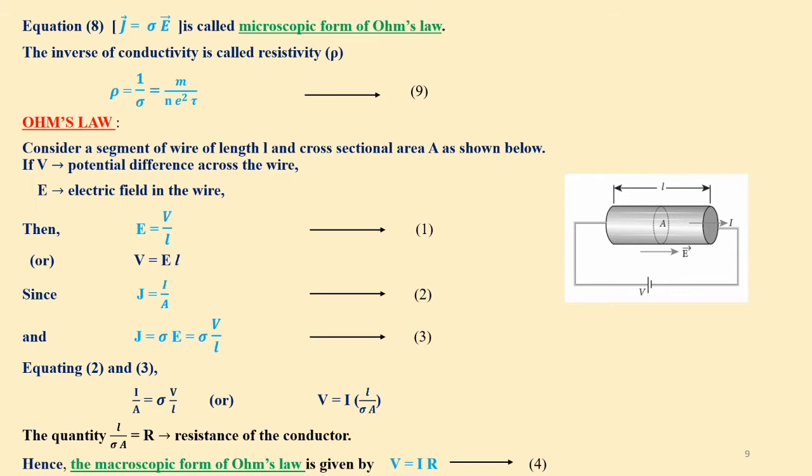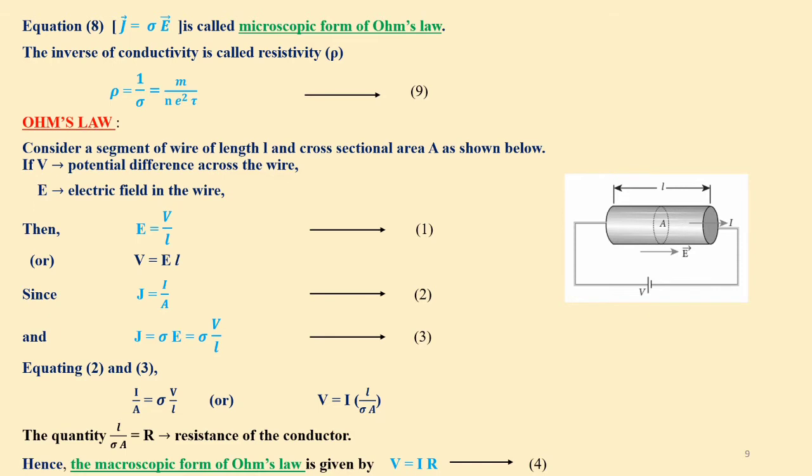Consider a segment of wire of length L and cross-sectional area A as shown below. If capital V is the potential difference across the wire and capital E is the electric field in the wire, then electric field E is equal to potential difference V divided by the length of the conductor. So E equal to V by L, equation 1, or V equal to E into L.